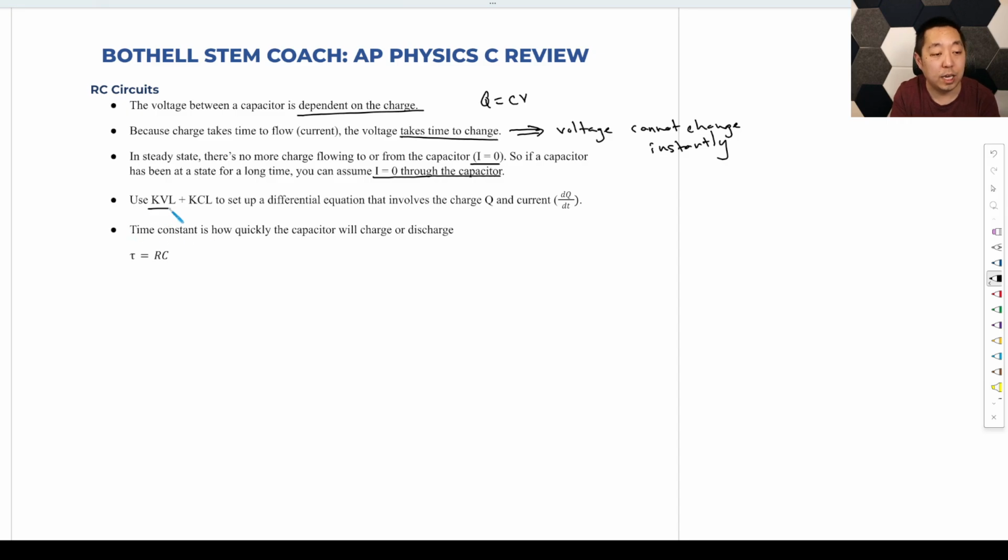You generally can use KVL and KCL to set up a differential equation. This is one thing I've noticed: they do want you to know the equation, but a lot of the times they will not allow you to just solve for the voltage and current equation directly. You need to set up the differential equation and solve it. Okay, so we'll go through an exercise of doing that. The time constant, R times C, is how quickly the capacitor will charge or discharge when it's transitioning, when the voltage is changing.